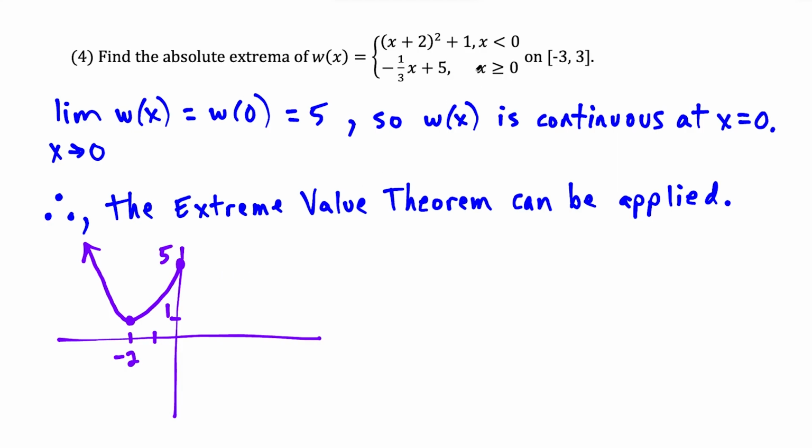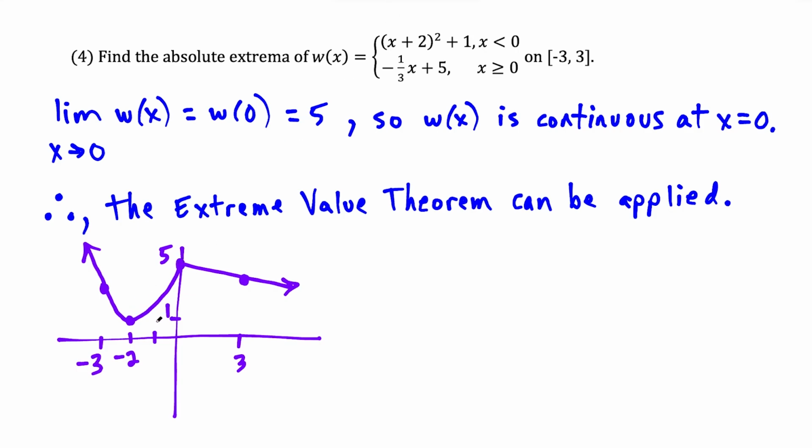And then to the right of 0, we have the expression negative 1/3 x plus 5. So then the function goes from quadratic to linear, and it's all connected. So this would be what the rest of the function looks like. So now we're on this interval here from -3 to 3. If we just look at this picture from -3 to 3, we just have to find what is the absolute maximum and the absolute minimum.